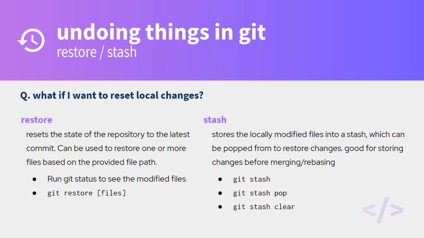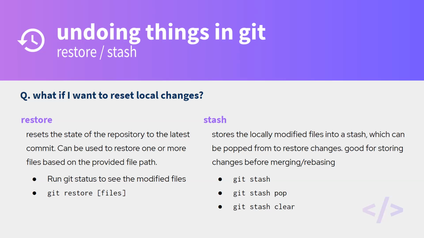So the prior two commands were just for when you've committed something onto your branch. But what if I was trying something out and then it didn't work, so I just want to go to the previous state. You can do git restore to reset the state of the repository to the latest commit. It can be used to restore one or more files based on the provided file path. So you just do git restore, specify the files, and then it'll reset it to the state of the previous commit. And then git stash.